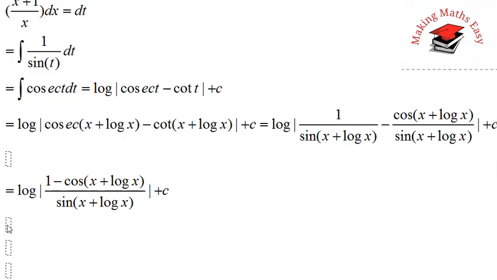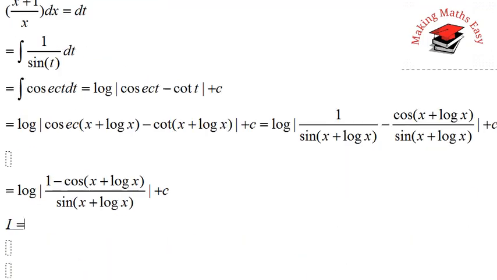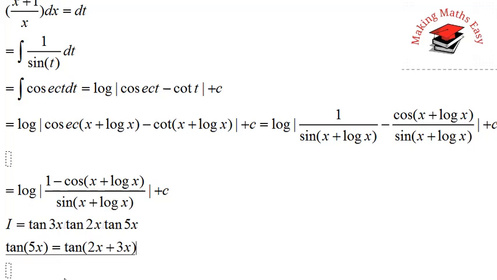So let us consider that, let capital I be equal to tan 3x into tan 2x into tan 5x. Now we will do one thing. We will first consider tan 5x. So we know that tan 5x is equal to tan of (2x plus 3x), because 2 plus 3 equals 5.